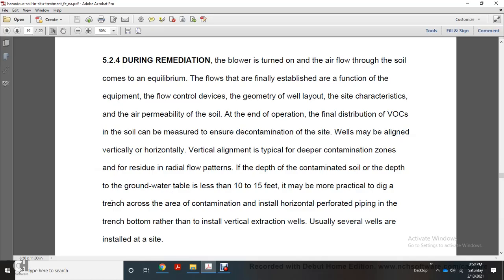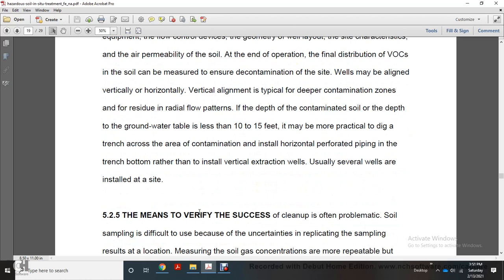It may become practical to dig a trench across the contaminant, install horizontal perforated piping, and pump from the trench bottom rather than install the vertical extraction well. Several wells are usually installed at a time.